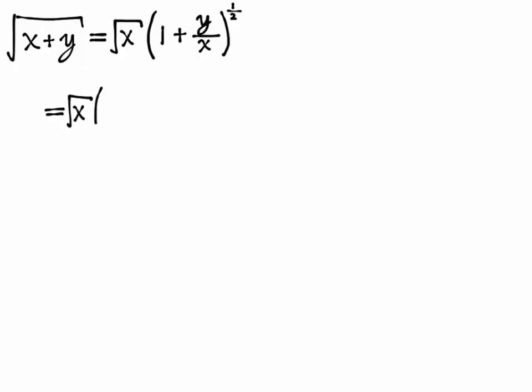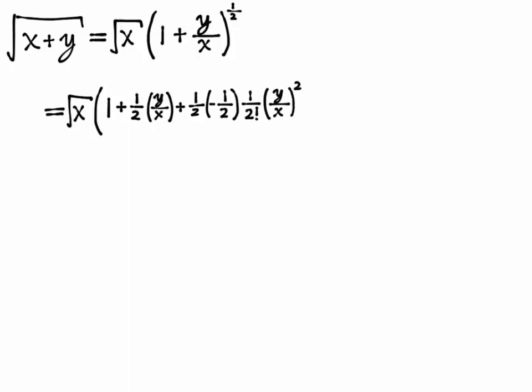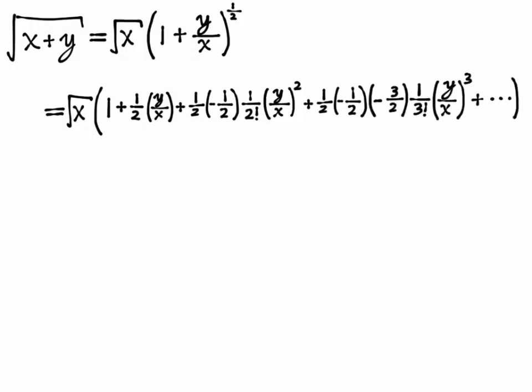We start out with 1, and then we have 1/2 times y over x, and then 1/2 times (1/2 minus 1), and then we divide by 2 factorial, and then we have 1/2 times (1/2 minus 1) times (1/2 minus 2), and we divide by 3 factorial, and so on. And we actually can get an expansion for square root of x.